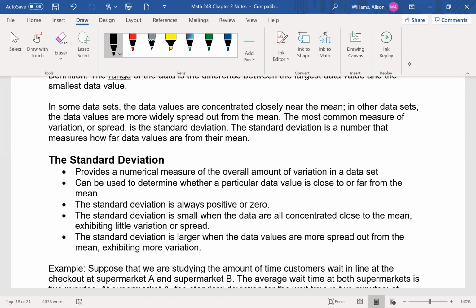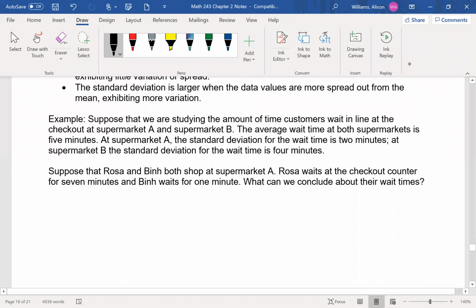So let's look at an example where we talk about standard deviation. Suppose we have two supermarkets, both of which have an average wait time of 5 minutes. Supermarket A has a standard deviation of 2 minutes, whereas supermarket B has a standard deviation of 4 minutes. So we see that supermarket A tends to have more consistent wait times. They tend to be grouped around 5 minutes, whereas supermarket B has a lot less consistent wait times.